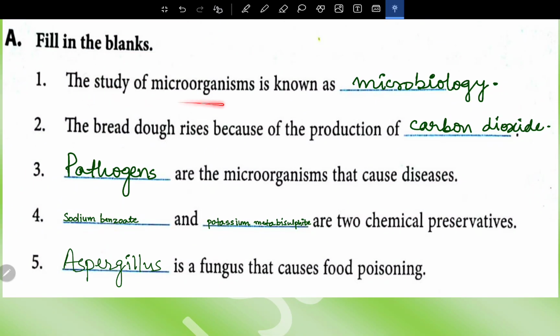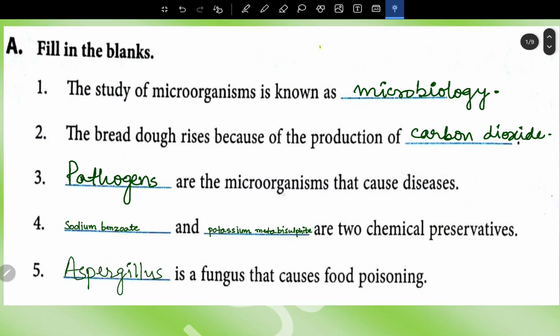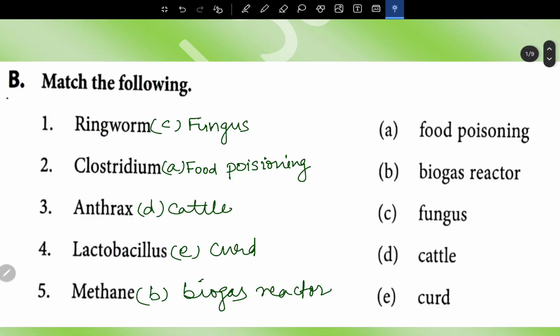First is, the study of microorganisms is known as microbiology. The bread dough rises because of the production of carbon dioxide. Pathogens are the microorganisms that cause diseases. Sodium benzoate and potassium metabisulfite are two chemical preservatives. Aspergillus is a fungus that causes food poisoning.